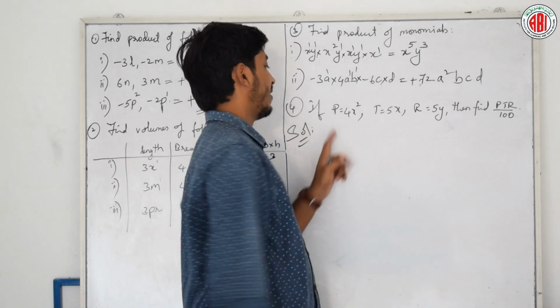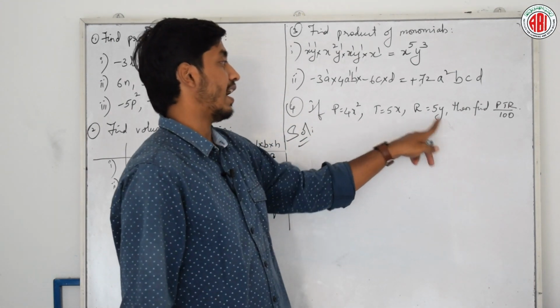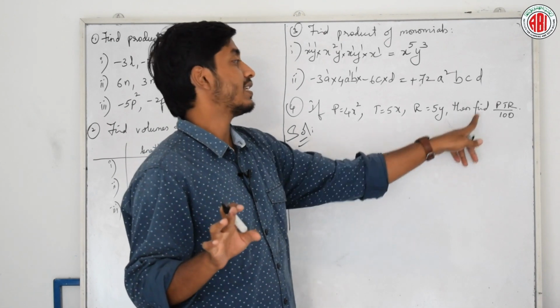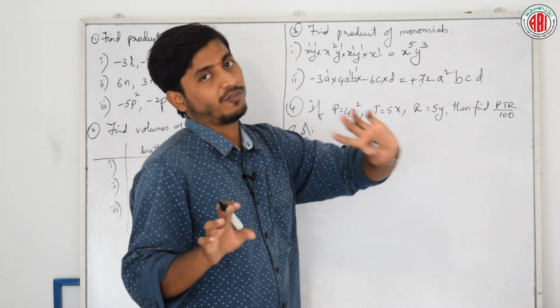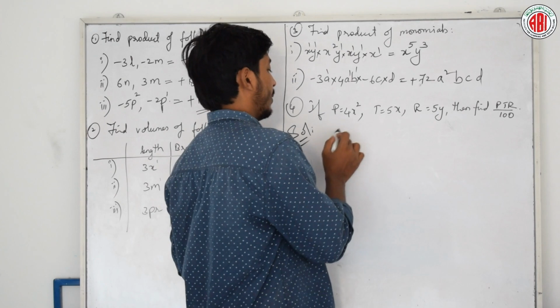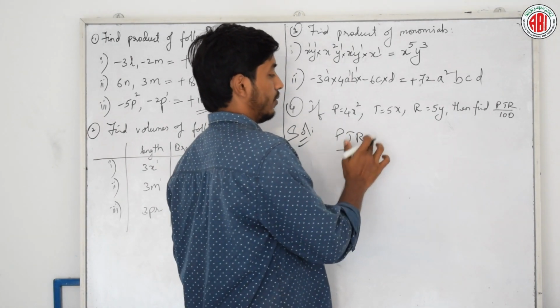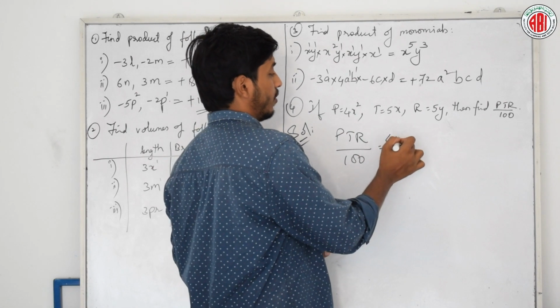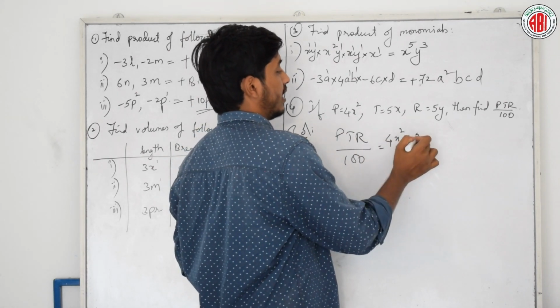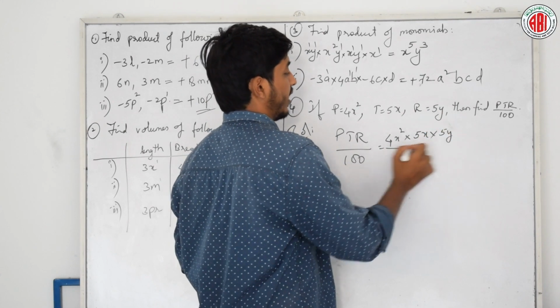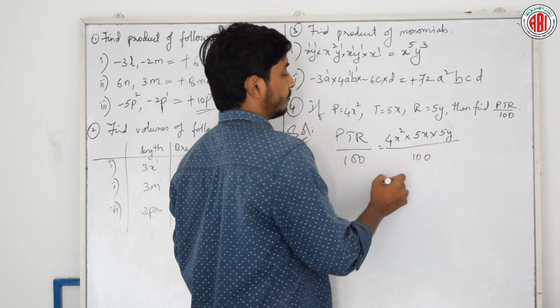Here the question is given as p is 4x square, t is 5x, r is 5y. Whatever they may be, you need not care. Just substitute everything in this formula, whatever they give. That is p t r by 100 is equal to, what is p? 4x square. What is t? 5x. What is r? 5y divided by 100.